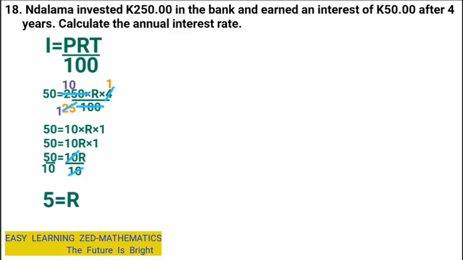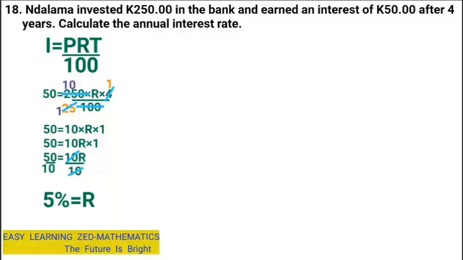So the interest rate is 5%. That was the interest rate, which is 5%. Otherwise, this is how you are supposed to solve it. Let's go to the next question.